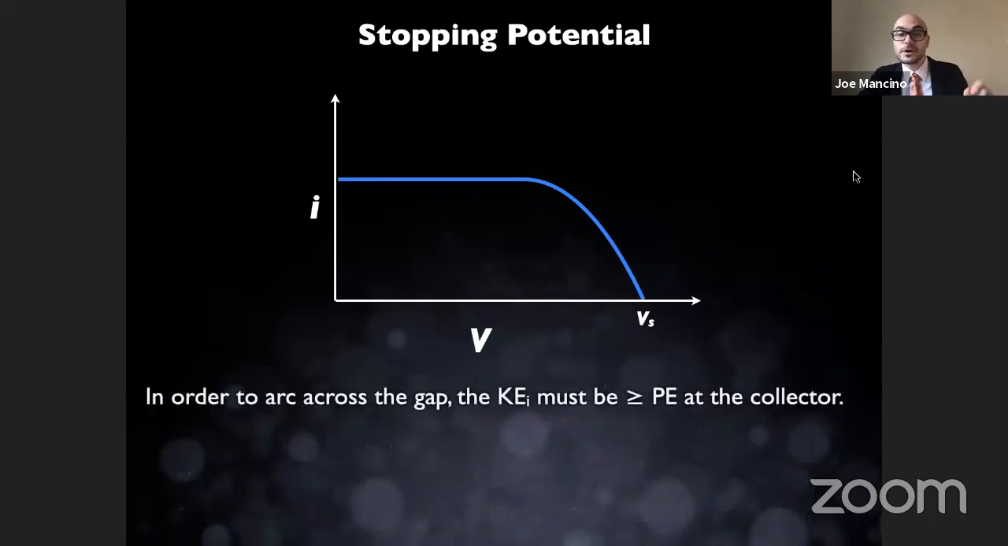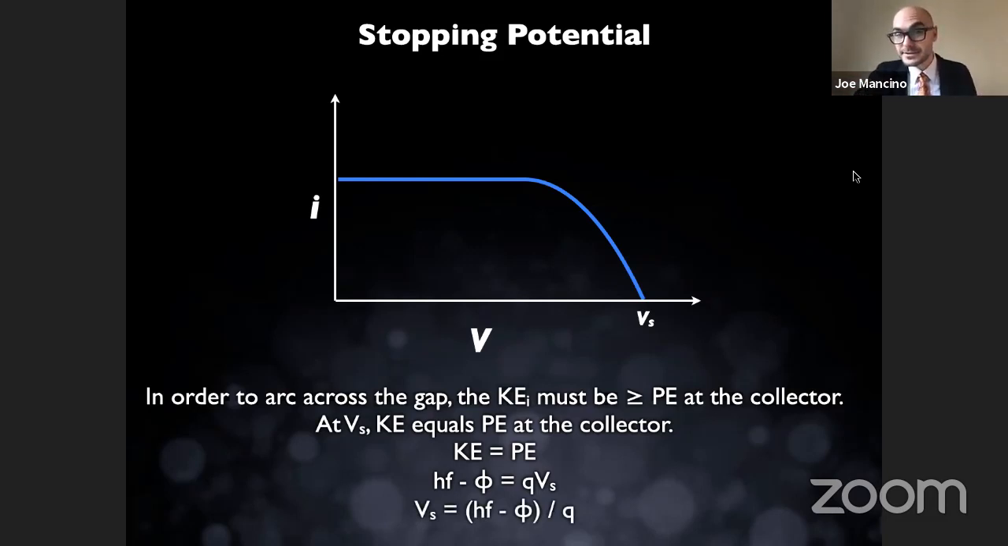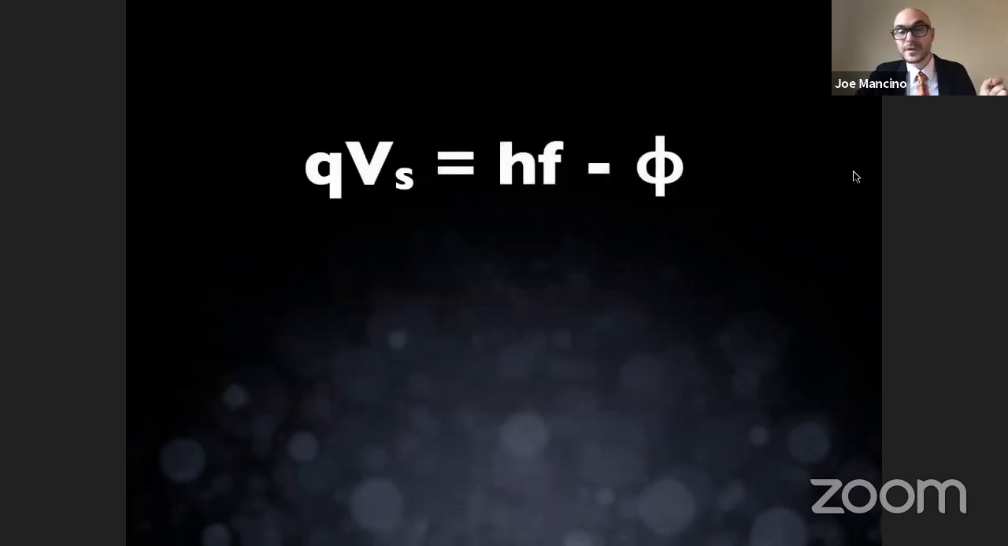They didn't have enough kinetic energy. In order to arc across the gap, the kinetic energy of the ejected electrons must be greater than or equal to the potential energy. So at exactly the stopping potential, we know that the kinetic energy of the ejected electrons equals the potential energy of the collector, or K equals U, hf minus phi equals qV. Remember from electrostatics, qV is potential energy, which gets us to one more way to express the photoelectric effect. There it is. Energy is conserved.